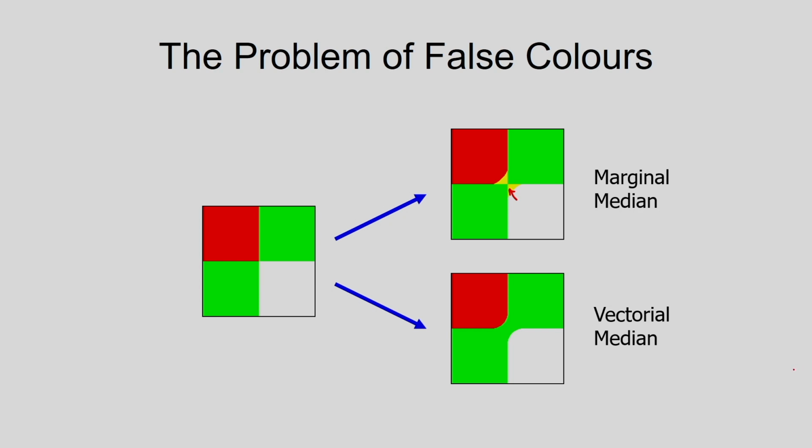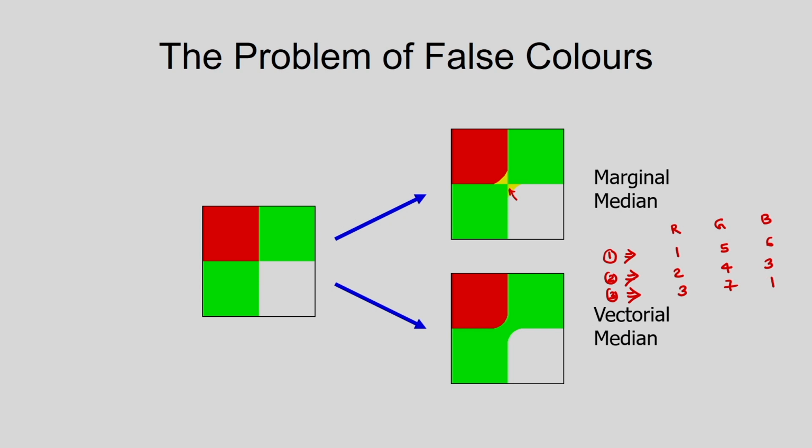Let me give one example. Suppose I have the R value, G value and B value, and I am considering three pixels. The first pixel values are 1, 5, 6. The second pixel I am considering is 2, 4, 3. The third pixel I am considering is 3, 7, 1. So I have three pixels.